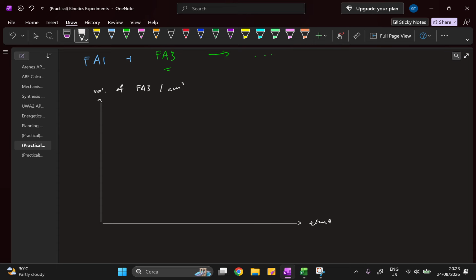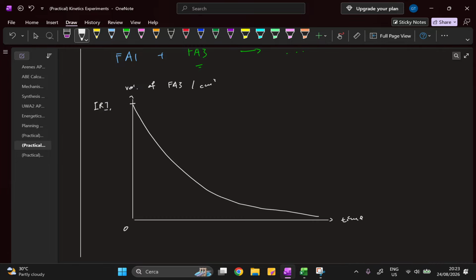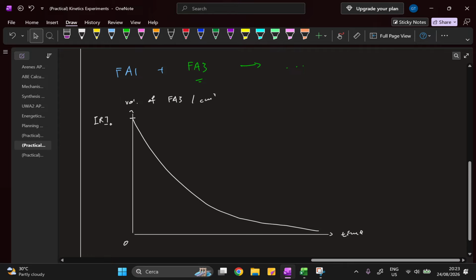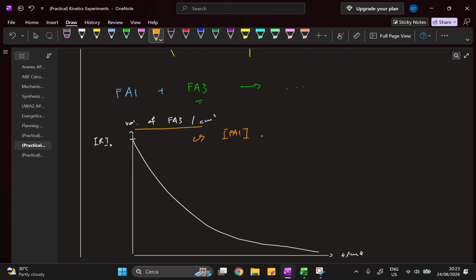Oh dear, no. It's supposed to be asymptotic. I will blame the fact that I'm writing on a glass screen for that graph being terrible. Anyway, can you recall for me, what is this thing a proxy for? Do you notice that the volume of Fa3 needed for titration is simply a proxy for the concentration of Fa1, which is the concentration of a reactant remaining in the reaction mixture? Do you understand why that is the case?